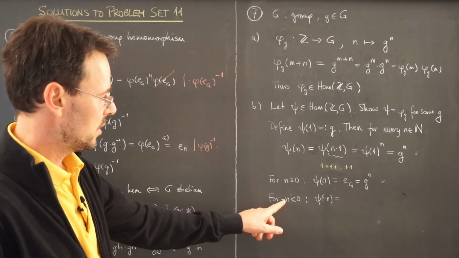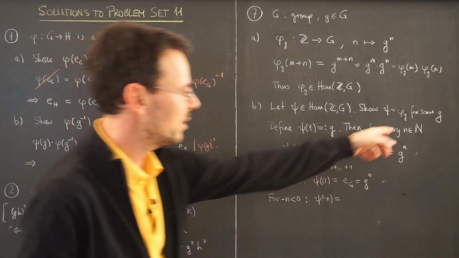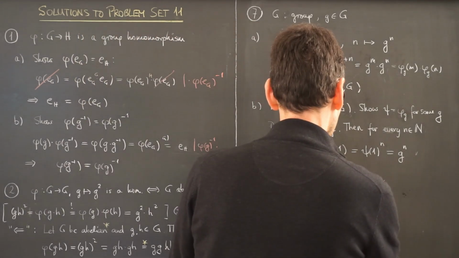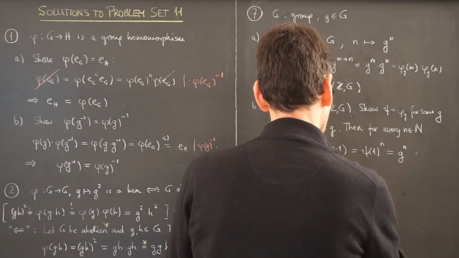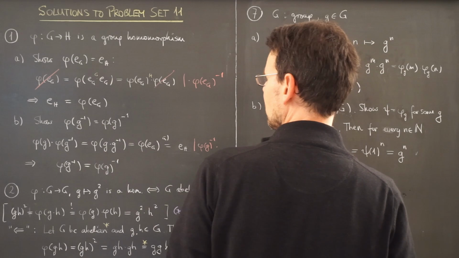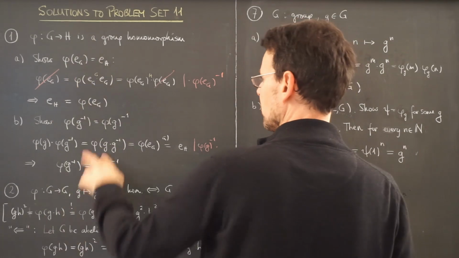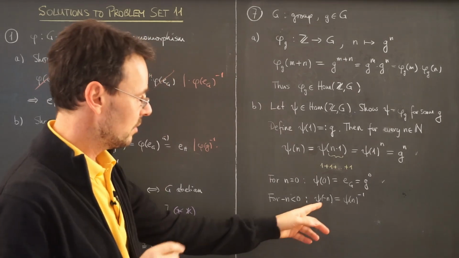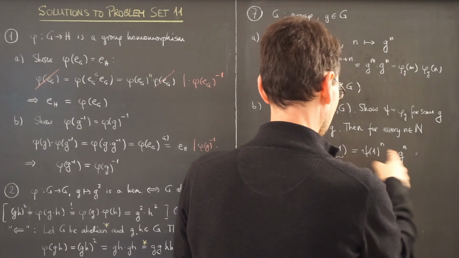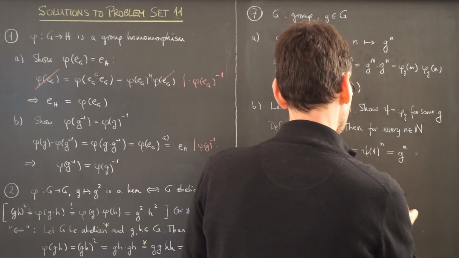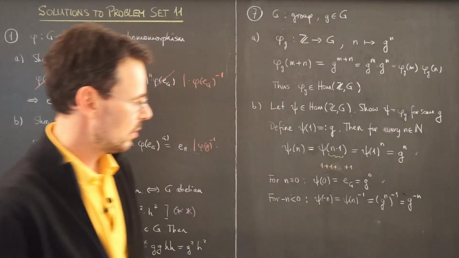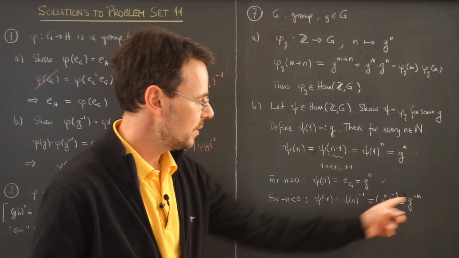Now for the negative integers, I write them as minus n, where n runs through the natural numbers. I have psi of minus n is psi of n inverse. Why? Because homomorphisms map inverses to inverses. I hope that's still on camera, otherwise you will see it here. So, but what is psi of n? n is a natural number, so this is g to the n inverse. And by the power law, or a power law in any group, this is the same as g to the minus n.